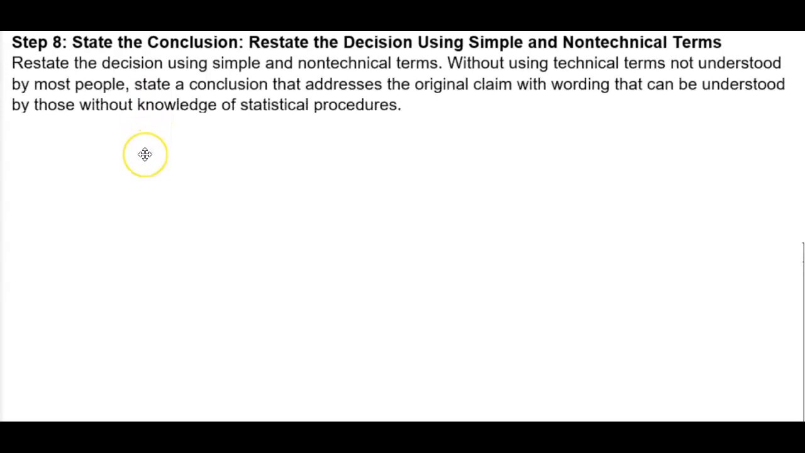Step 8. State the conclusion. Restate the decision using simple and non-technical terms. Now, we restate the decision using simple and non-technical terms. Without using technical terms not understood by most people, state a conclusion that addresses the original claim with wording that can be understood by those without knowledge of statistical procedures.